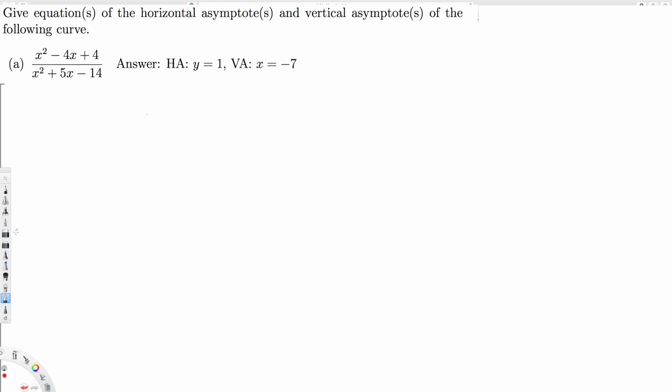Guys, we have a question right here. It's asking to give equations of the horizontal asymptotes and vertical asymptotes of the following curve, and this is the answer we have to derive, and let's see how we can do this.